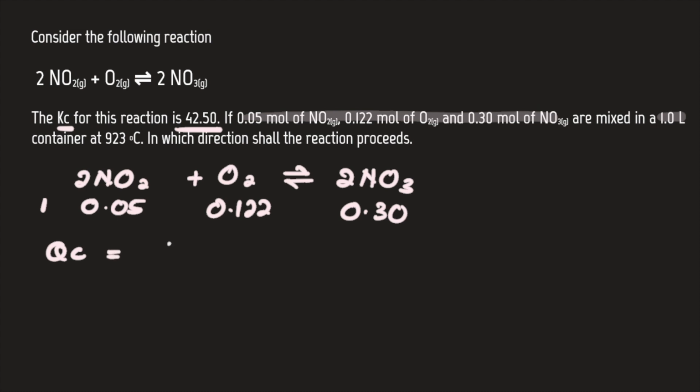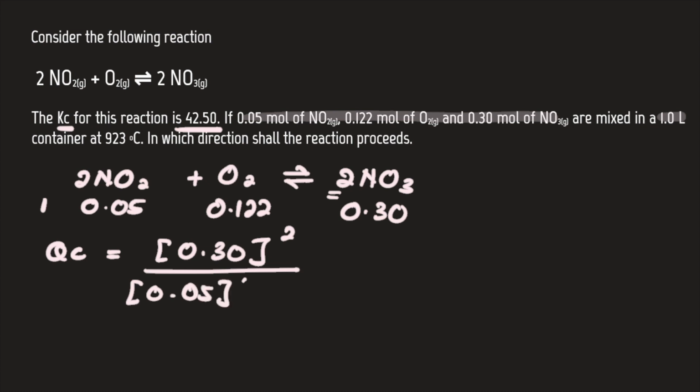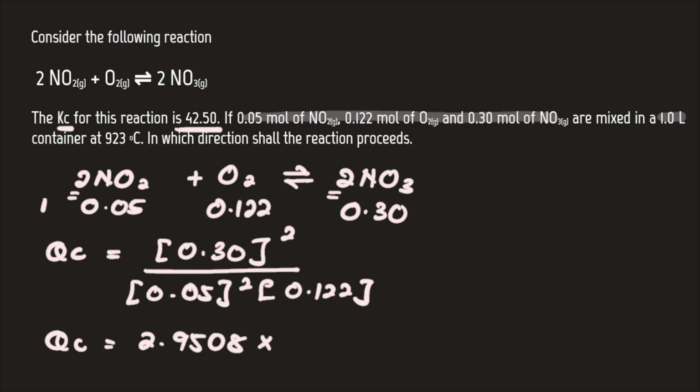So what you're going to do now is find the Qc. So whatever is in the product, 0.30 to the power of 2, divided by 0.05 to the power of 2 times 0.122. So you just have to calculate this, and you should get your Qc equivalent to 2.9508 times 10 to the power of 2.